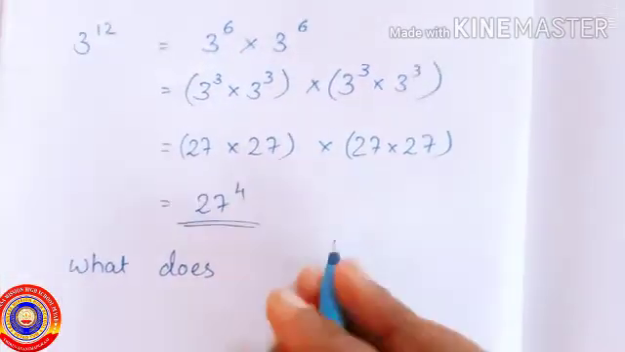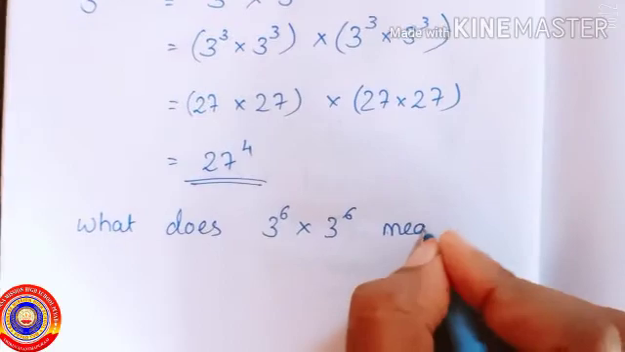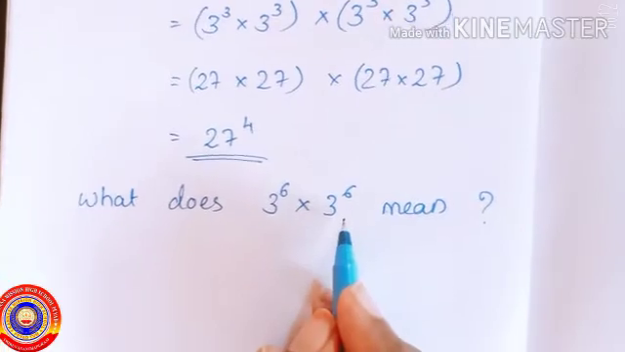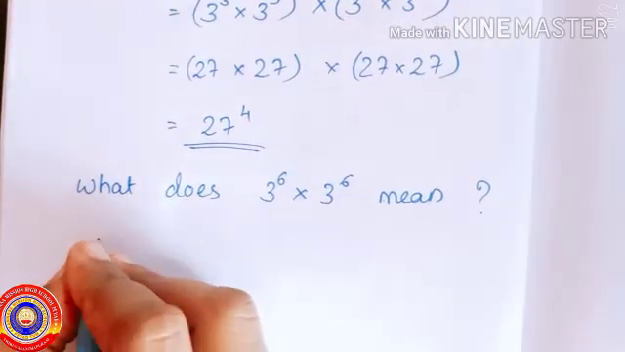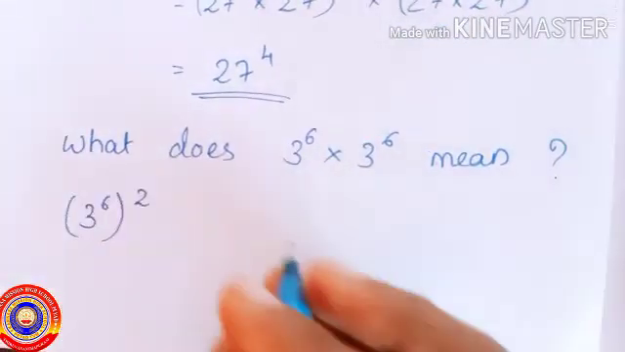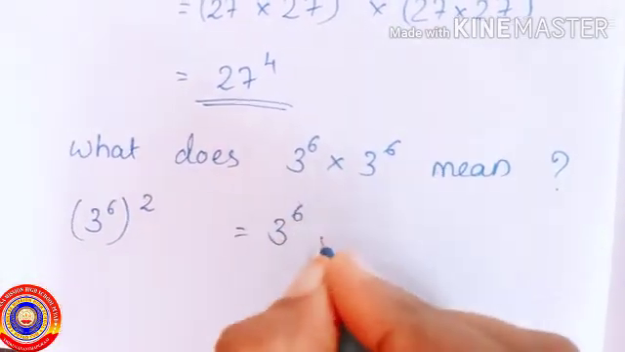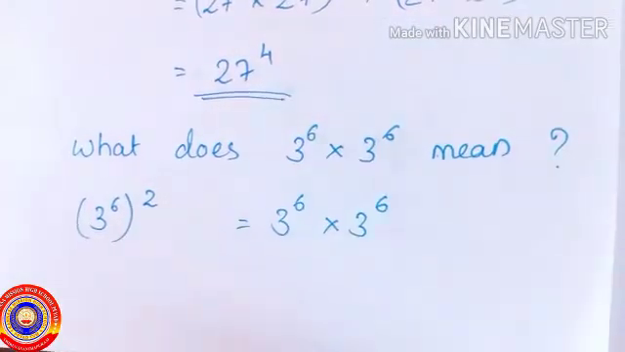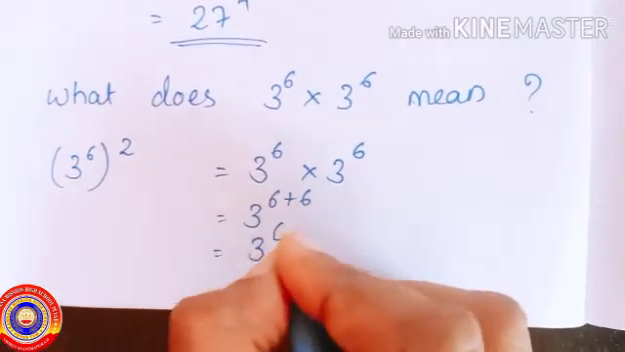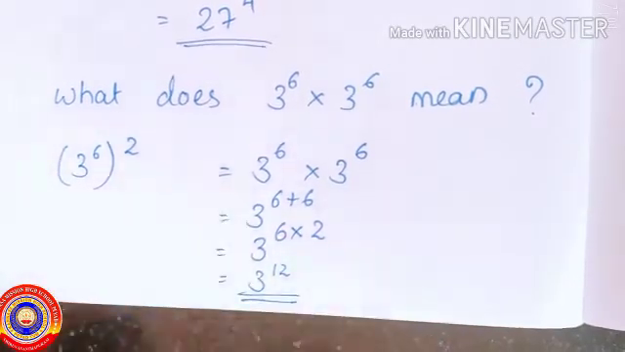In this, what does 3 raised to 6 into 3 raised to 6 mean? It is a product of two 3 raised to 6. So, we can shorten it as 3 raised to 6, the whole raised to 2. What is 3 raised to 6, the whole raised to 2? It's equal to 3 raised to 6 into 3 raised to 6, which is equal to 3 raised to 6 plus 6, or 3 raised to 6 into 2, which is equal to 3 raised to 12.